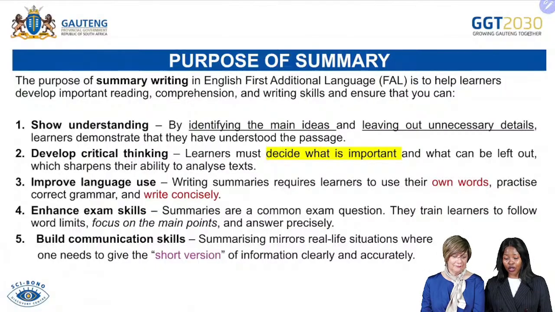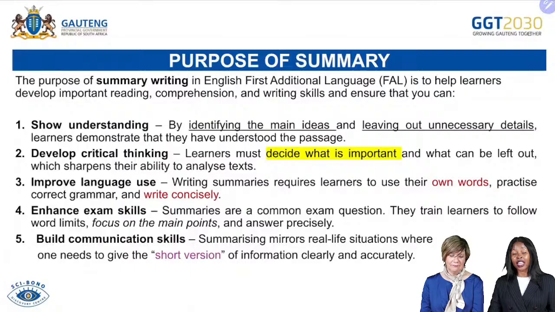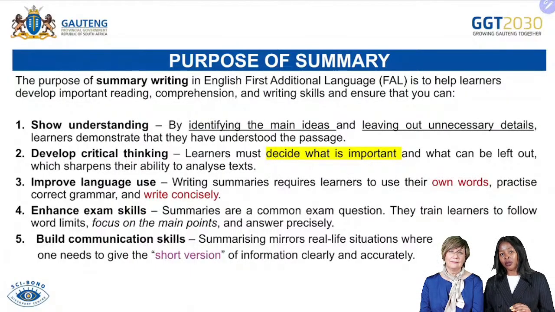The next thing that you need to be able to do is to develop critical thinking. That is to say, decide on what information is important and what information is not important. Because when we look at the fact, the expectation is you would have provided the actual important detail of the summary. You need to improve language usage.